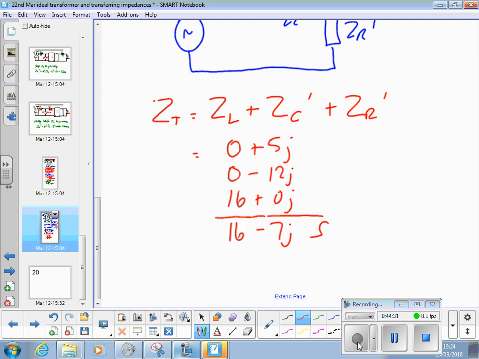And then we probably need to convert that back, because mainly we're going to be using Ohm's law. So we've got it in polar form, a rectangular form. Zt is equal to that, and Zt is also equal to, I got 17.5 ohms, angle minus 23.6 degrees. Yep.